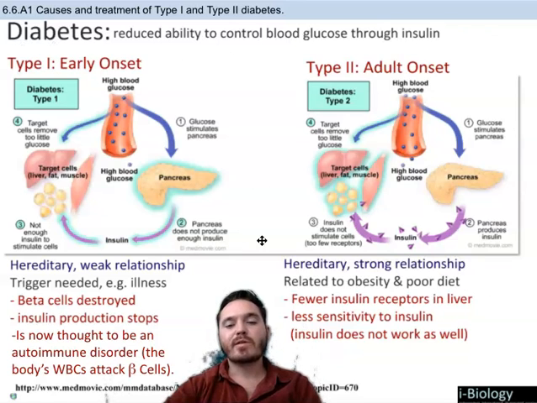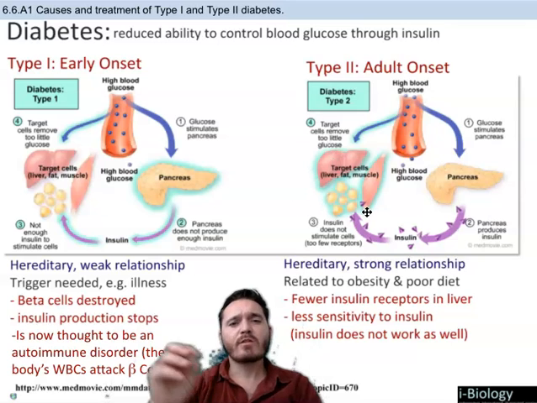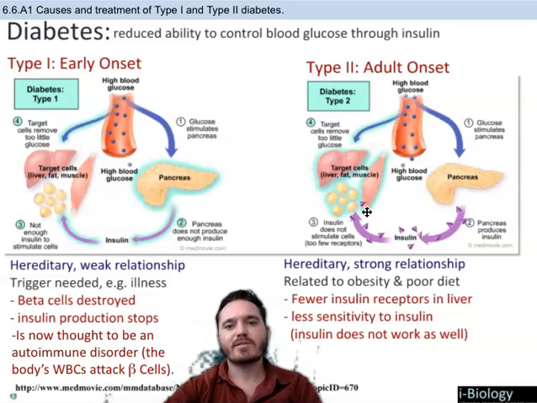For type 2, there are some therapeutic treatments to increase the number of receptors on the outside of the target cells, which would be detecting the insulin and turning the glucose into glycogen. So that's one treatment, a therapeutic to increase the receptors on the outside of those cells. And then another treatment would just be to properly take care of your body, eat healthy foods, and eat foods that are lower in sugars.